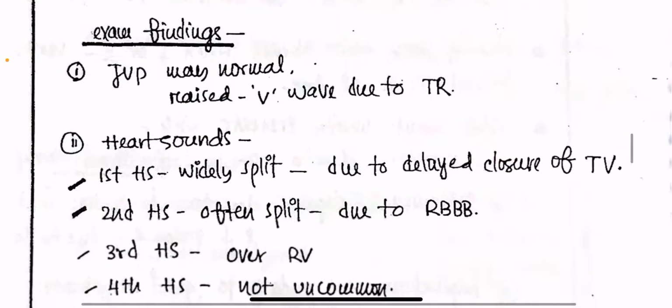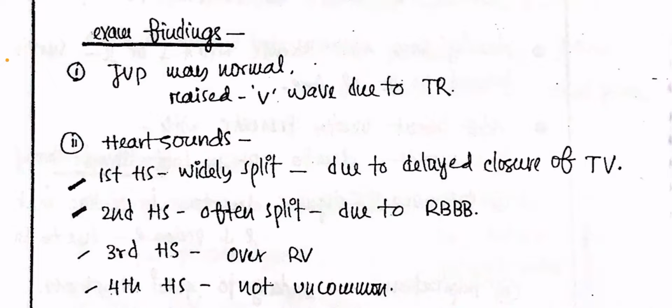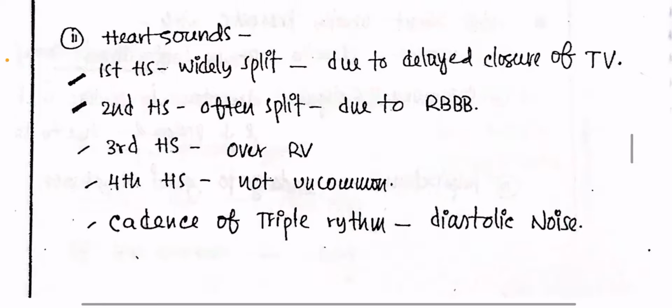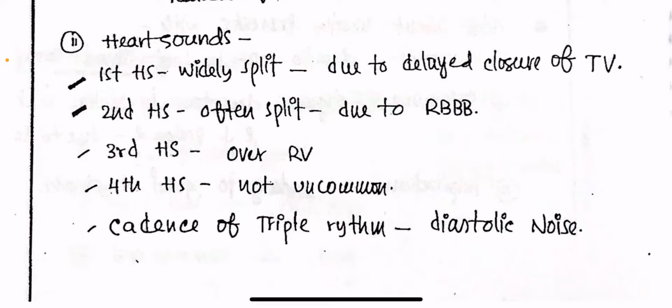What are the exam findings in Ebstein anomaly? JVP may be normal, raised V wave due to TR. Heart sounds: first heart sound widely split due to delayed closure of tricuspid valve. Second heart sound often split due to RBBB. Third heart sound over right ventricle. Fourth heart sound not uncommon. Cadence of triple rhythm, diastolic noise.